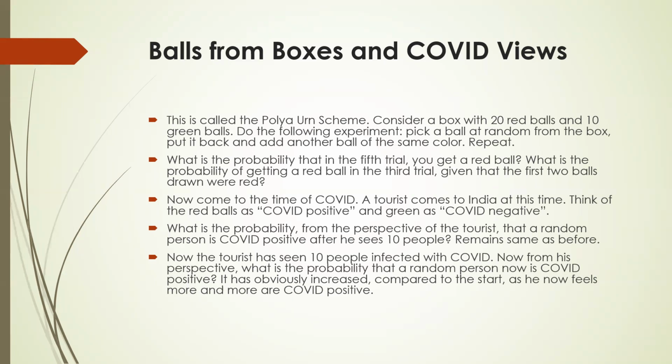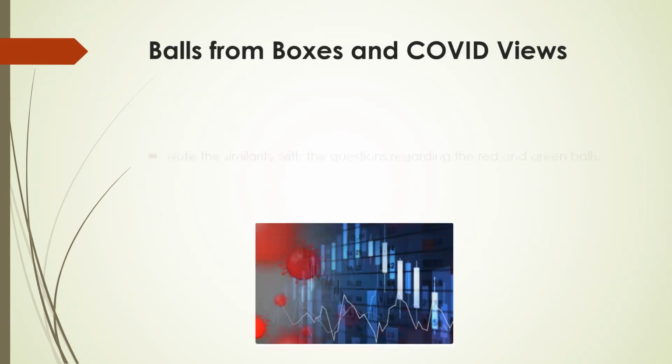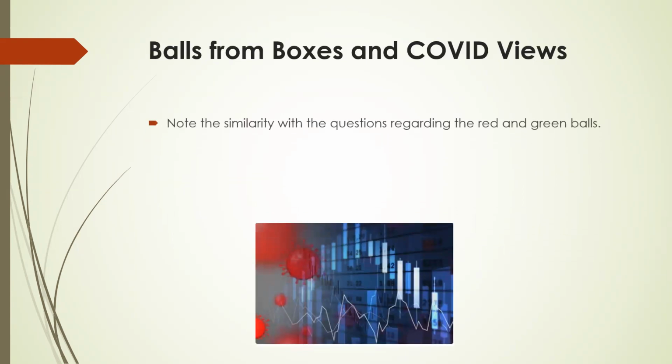As the first two balls drawn were red, now you have 22 red balls and 10 green balls. So the probability of getting a red ball is 22 by 32, while it was 20 by 30 at the start. Note that 22 by 32 is larger than 20 by 30, so the probability has increased. Thus, there's a similarity between the questions regarding the red and green balls and the questions about COVID views.